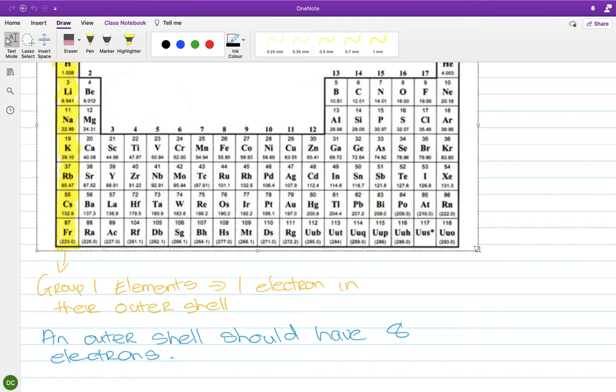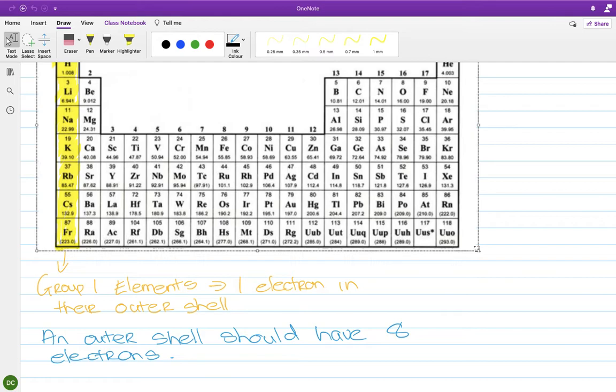It's much easier to lose 1 than to gain 7, so they lose that 1 quite easily, and that's what makes them so reactive. They're massively reactive because all they want to do is give away that 1 electron. They're like, just please take it away, and then I can be stable and happy. That 1 extra electron makes them unstable, which is why they have to be stored under oil, whereas once they lose that electron they become very stable.